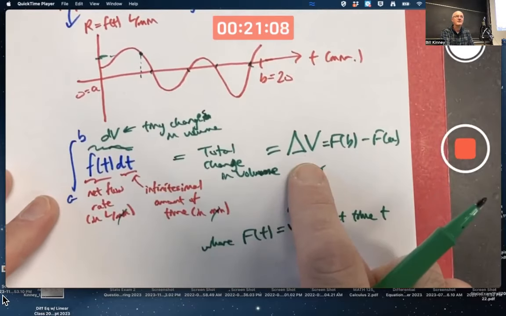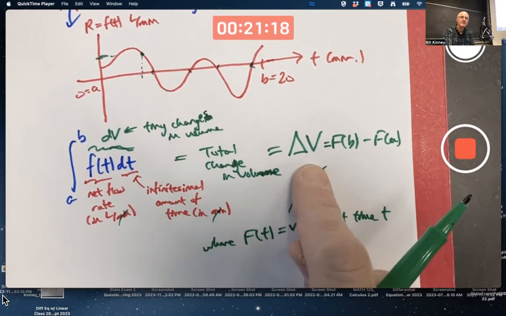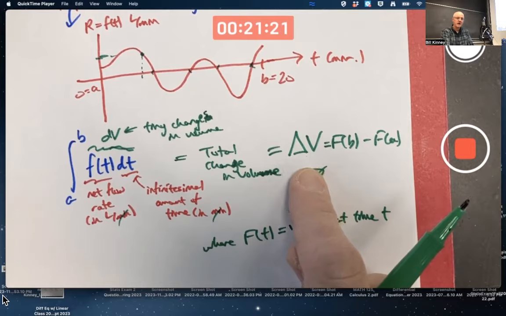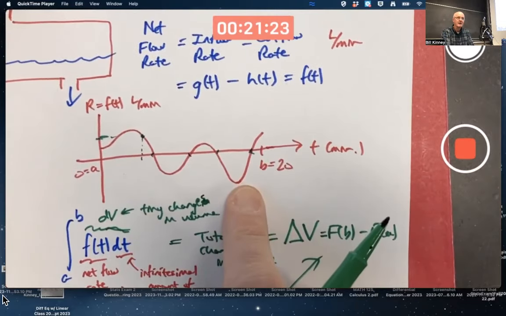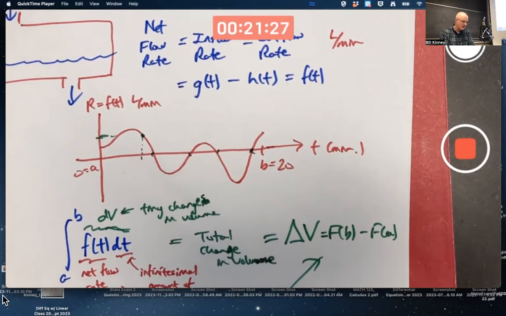Delta V will be positive. If the water's flowing out faster than it's flowing in, then the volume is going to go down. Delta V will be negative. Over some bigger interval of time here, the final answer could be positive, it could be negative. In fact, I've drawn it in such a way it's kind of hard to tell.